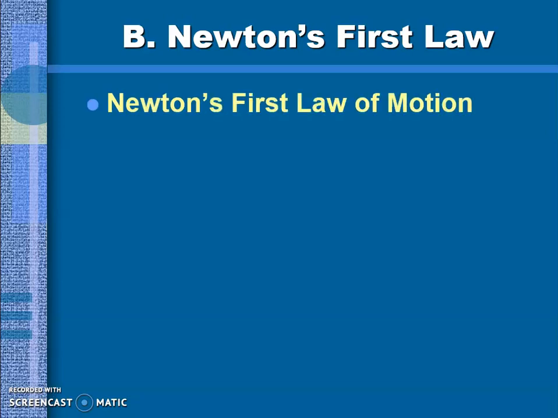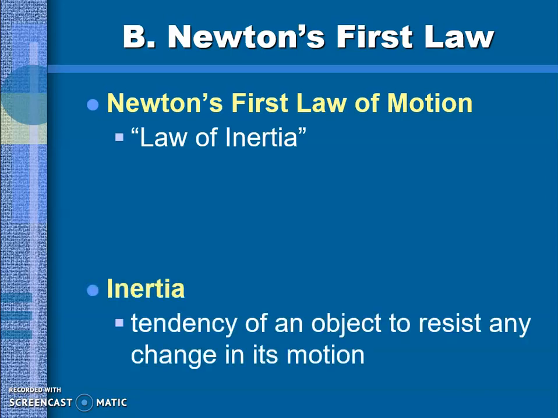So just to remind ourselves, Newton's first law of motion. There are a couple of ideas that go with that first law of motion. We have the law of inertia. So what is inertia? Inertia is the tendency of an object to resist any change in its motion. So objects that have a lot of inertia, it's very difficult to get them to change their motion. It's difficult to get them to start moving, and difficult to get them to stop moving. Things that have low inertia, it's very easy to move them.